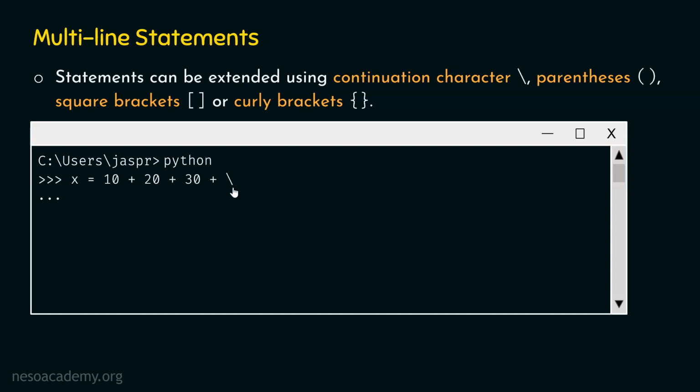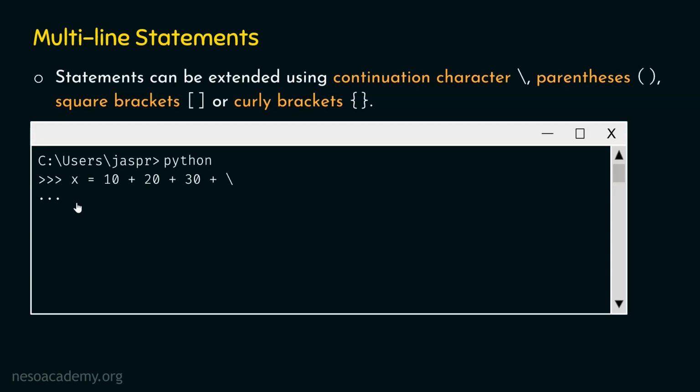Otherwise, it is not allowed. If we leave this backslash and if we simply type x equal to 10 plus 20 plus 30 plus, and if we hit enter, we will not get these 3 dots, because Python has no way to know that we want to extend this statement to the next line. Hence, we need to put a backslash at the end. After putting backslash and hitting enter, we will get 3 dots, which indicates that we can continue this statement in this line.